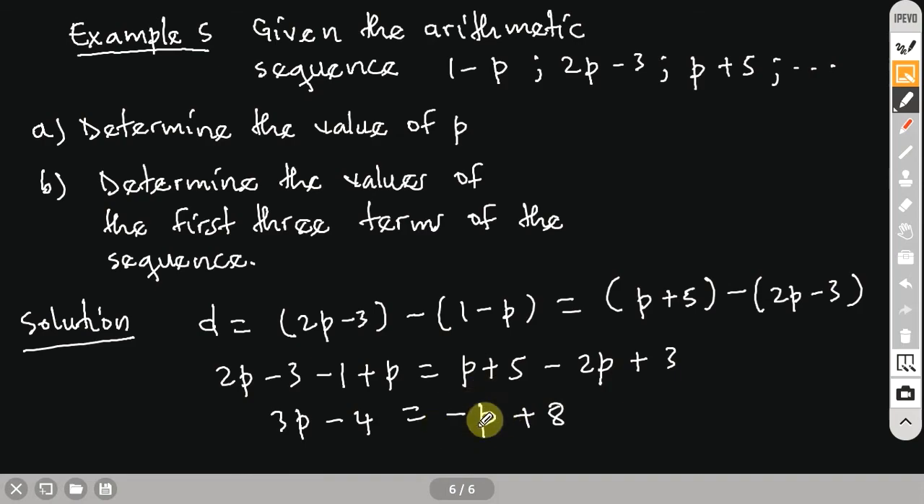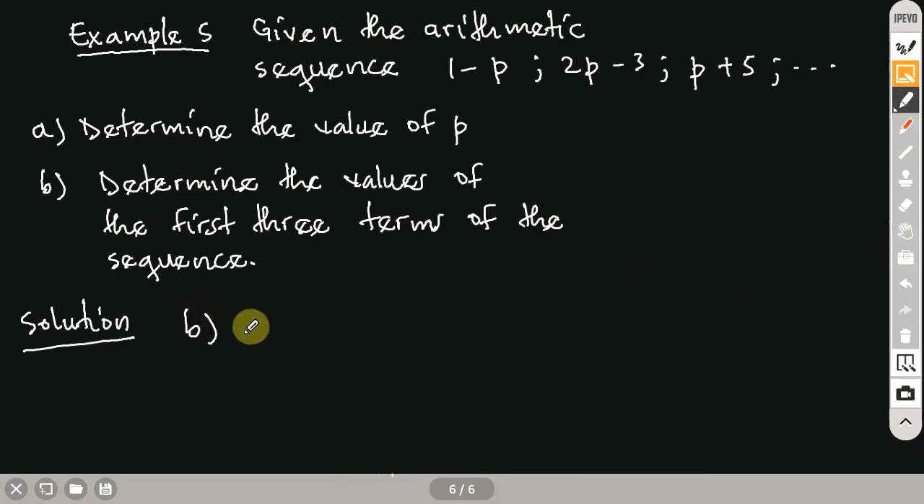And I'm bringing this minus p to the other side so that it can go together with the 3p. So it will be 3p plus, when the minus p changes the side, it will be 3p plus p. It will be 4p equal to 8 plus 4. When the minus 4 goes to the other side, it will be 12. And you solve for p, you divide by 4 on both sides. So p will be equal to 3. Okay, so p is equal to 3. And now let's do question B.